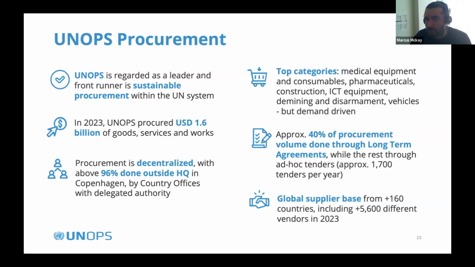UNOPS on average does a procurement volume of over $1.5 billion per year. But as I mentioned, we are demand driven and we do project implementation. So it's very difficult for us to predict what our procurement categories or catalog will be for dedicated projects, donors, or governments. But we do have some pretty prominent categories, those being medical equipment, consumables, pharmaceuticals, construction equipment, of course, for infrastructure, a lot of IT equipment, demining and disarmaments, as well as vehicles. So these are the categories which we're seeing moving up and down from year to year.